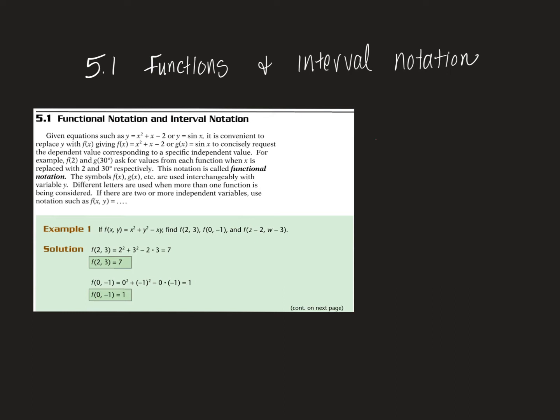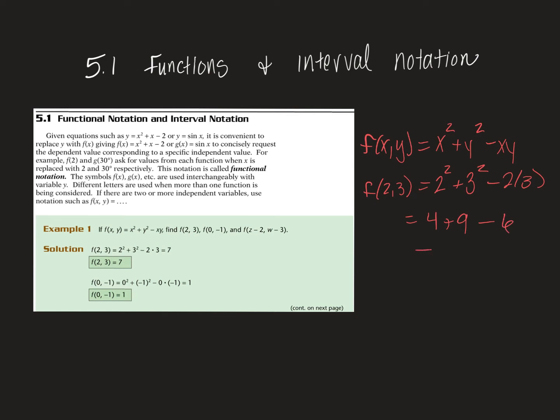So we have 2 squared plus 3 squared minus 2 times 3. So you get 4 plus 9 minus 6, which equals 7. All right, so plugging in the numbers is fairly straightforward.